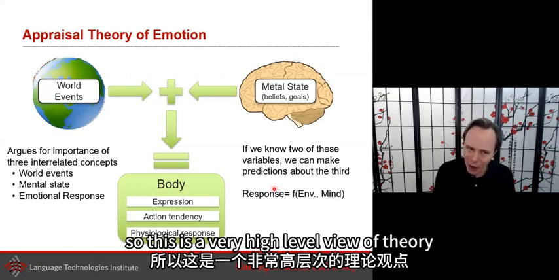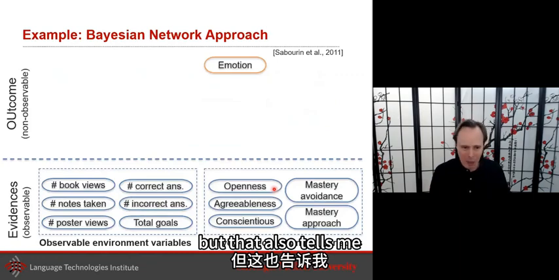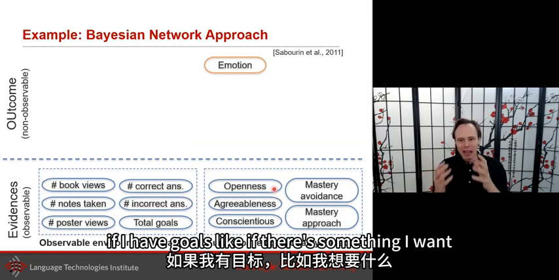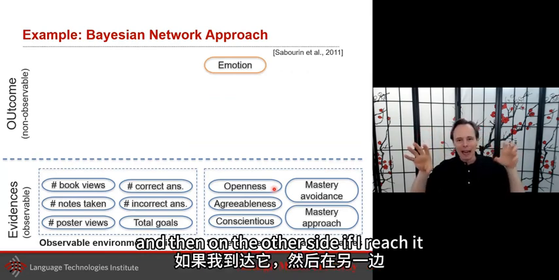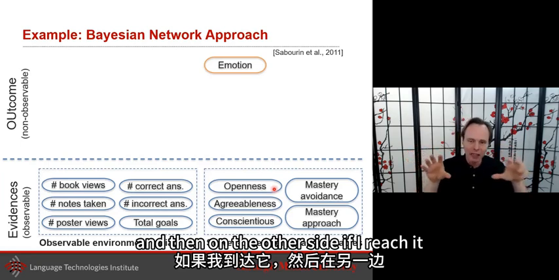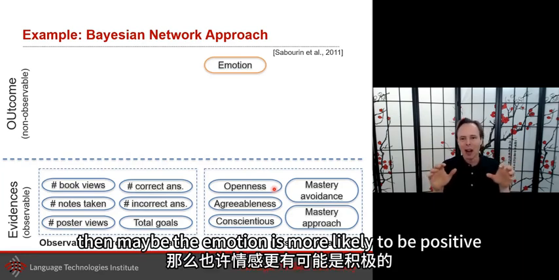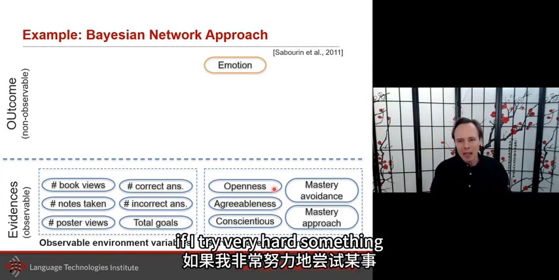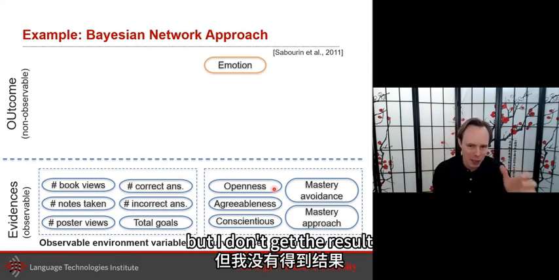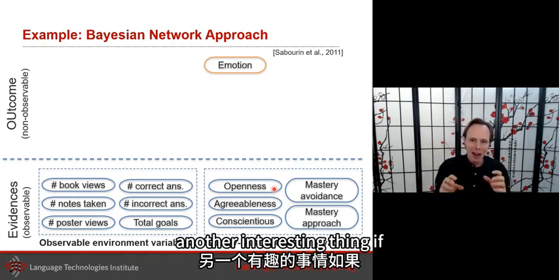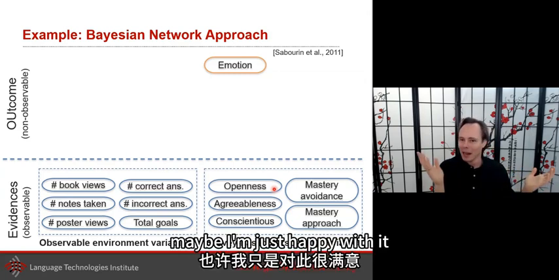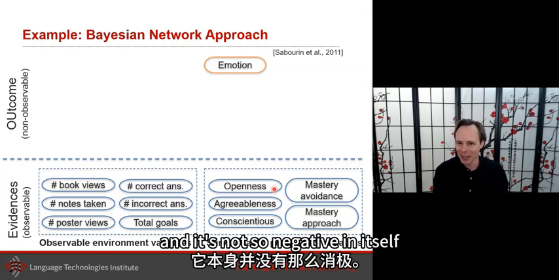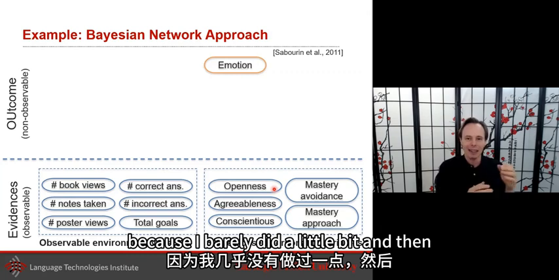So this is a very high level view of the theory, but it also tells me that if I have goals, like if there's something I want on one side, and on the other side, if I reach it, then the two of them being compatible, maybe the emotion is more likely to be positive. If I try very hard at something but I don't get the result, I'm probably going to get really negative. Another interesting thing, if I do nothing and I get nothing, maybe I'm just happy with it, and it's not so negative in itself, because I barely did a little bit, and then I just got nothing.